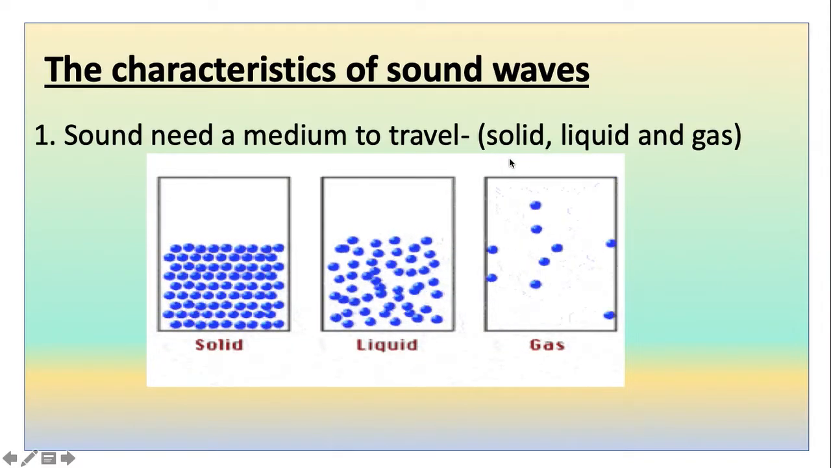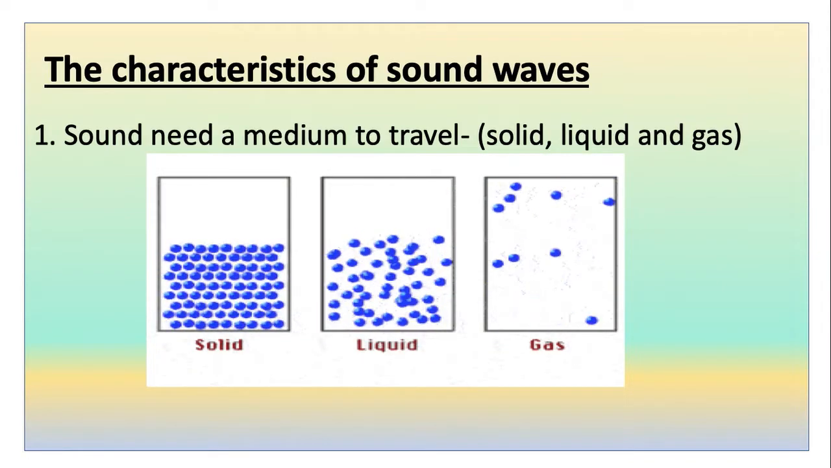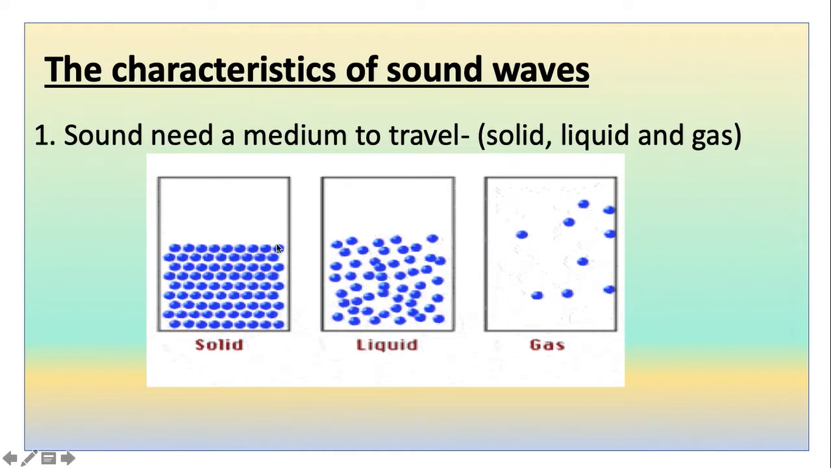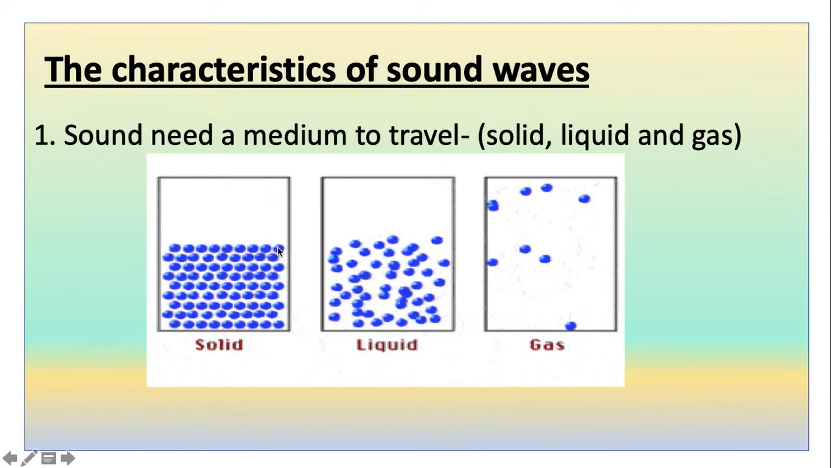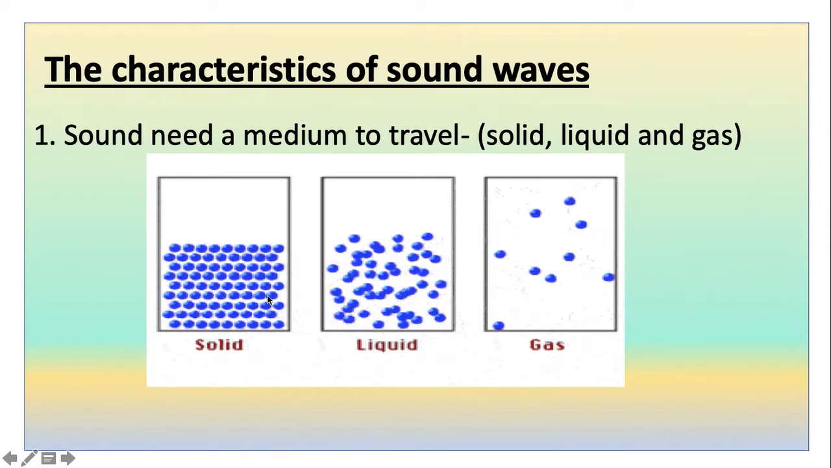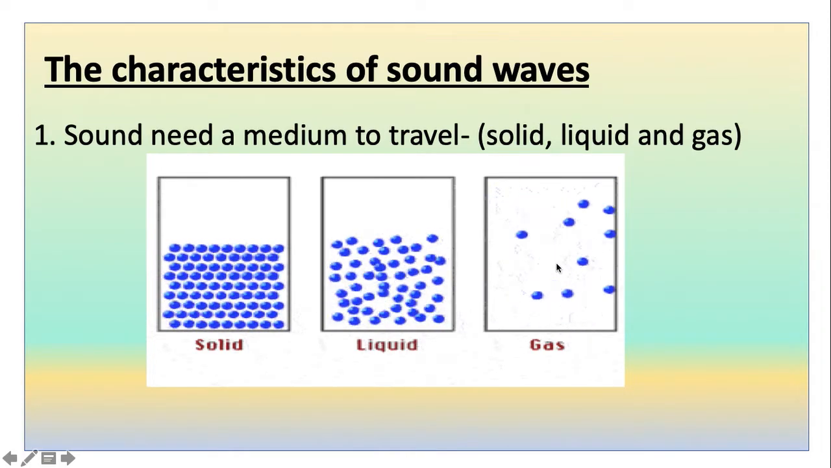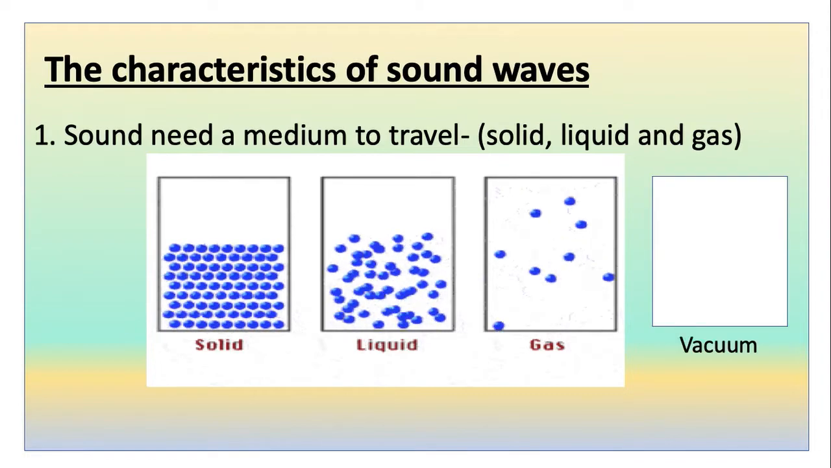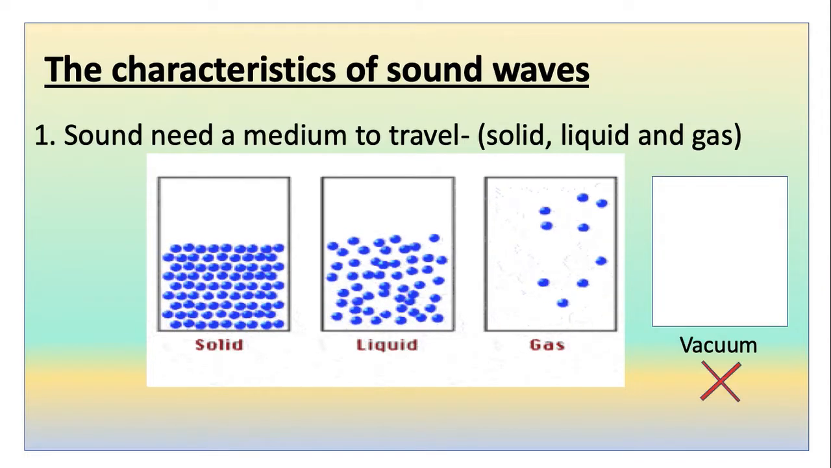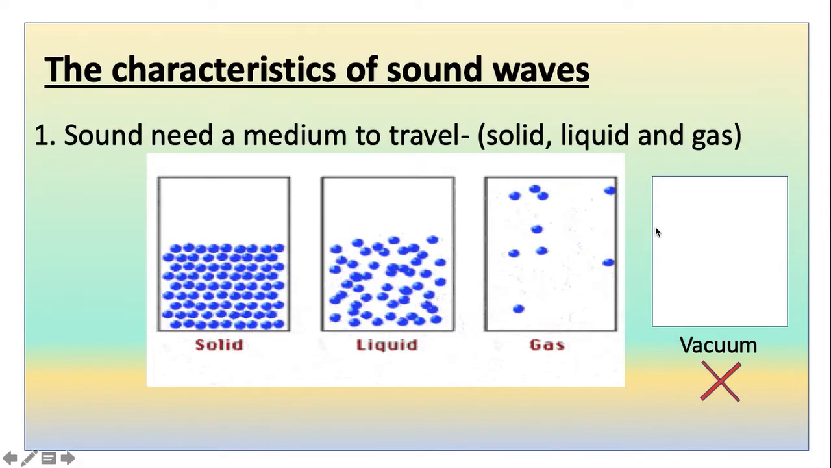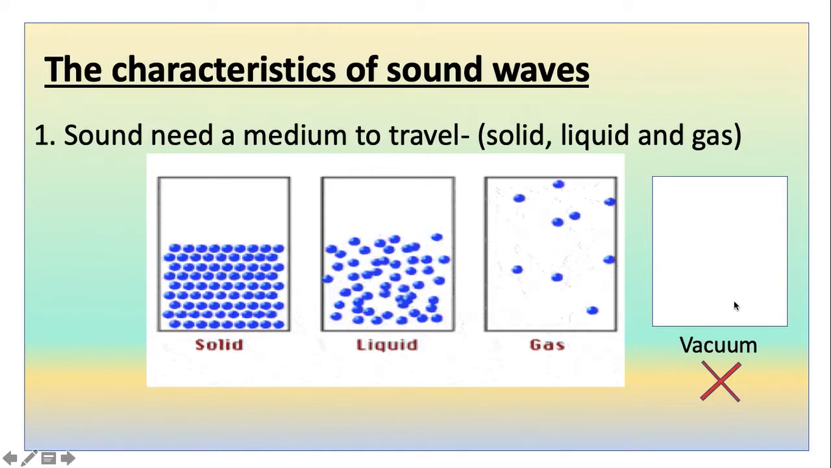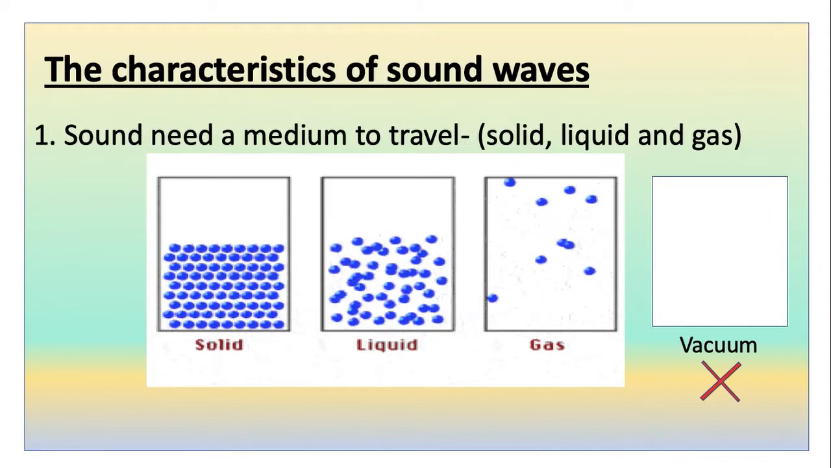Still remember what you have learned about matter in Form 1? Matter consists of small tiny particles. Sound needs particles in solid, liquid and gases to carry sound wave from one point to another. Sound cannot travel through a vacuum because a vacuum has no particles which can vibrate and carry the sound wave.